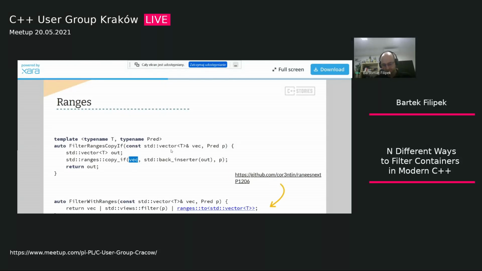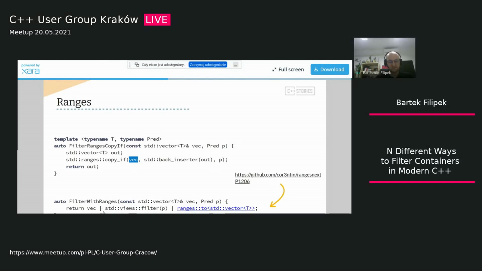Of course, you can still use std::copy_if as before, but ranges give us the possibility to compose views and transformations quite easily, which wasn't that easy before. So for example, as you can see here, let's say we have this filter with ranges.